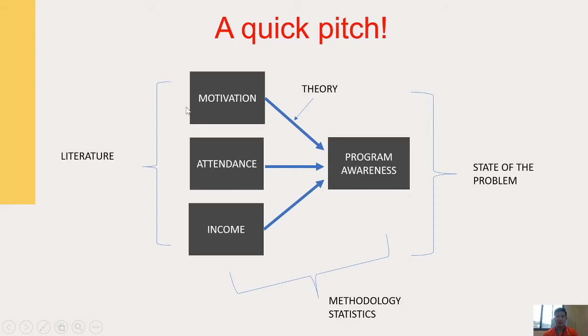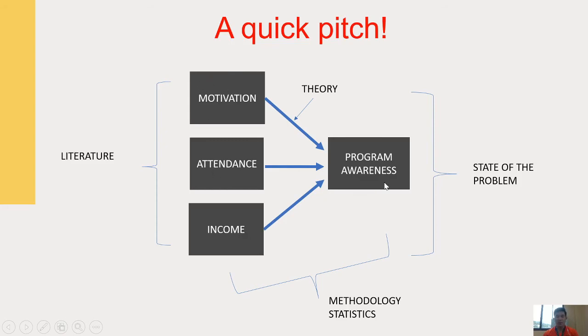So it could be stated as: what is the motivation, attendance, income, and program awareness of the respondents? And second, does motivation significantly influence program awareness? Same goes to attendance, significantly influencing program awareness. Does income significantly influence program awareness? And with that, we can also determine the methodology statistics part of a research.